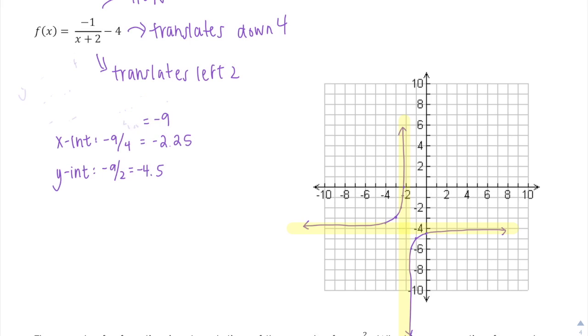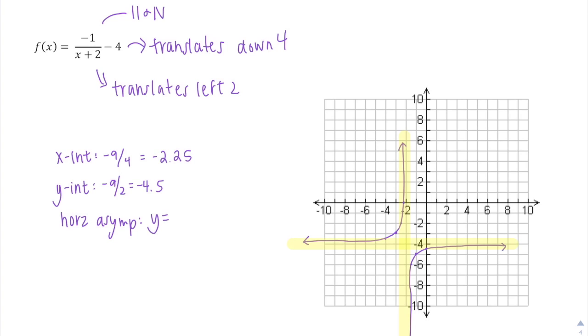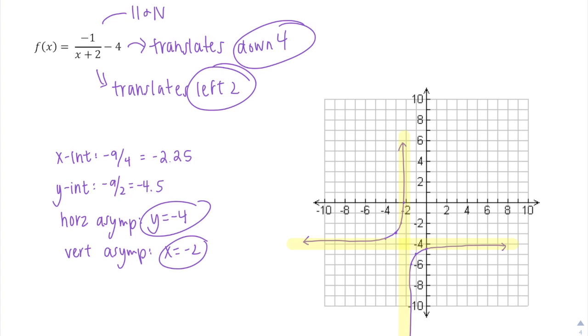Okay, my asymptotes have now changed. So my horizontal asymptote is now right here where y equals -4. And my vertical asymptote is right here where x equals -2. Because it translated left 2, so -2, down 4, -4. Notice that pattern there. So those asymptotes tell you where your graph is supposed to be, and they also tell you what that shift is in your original function.